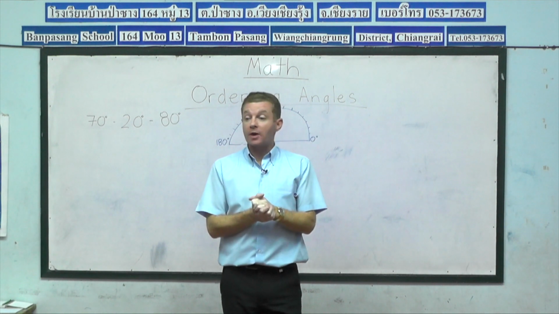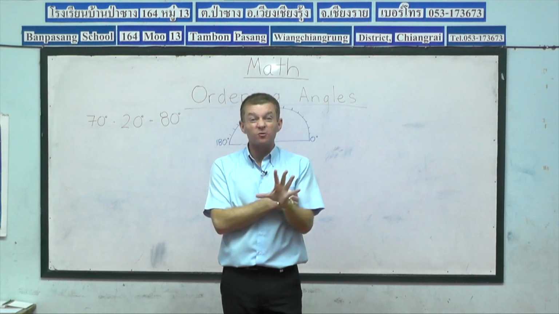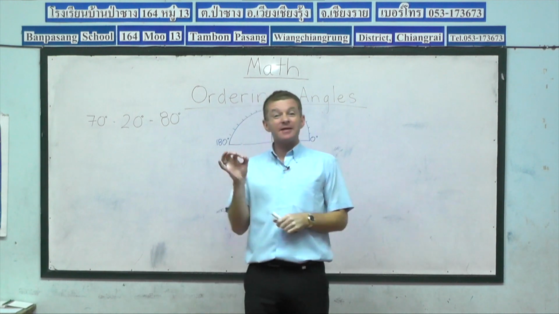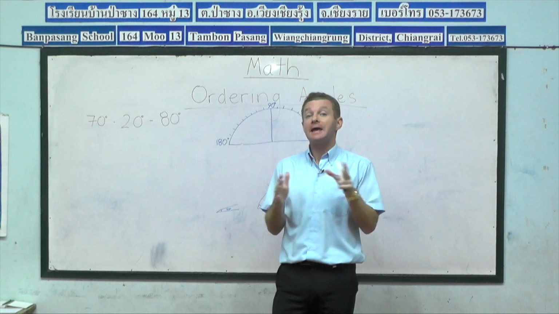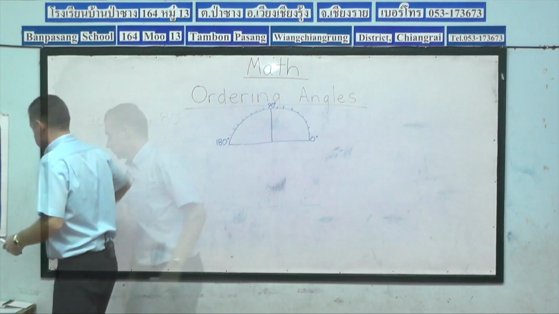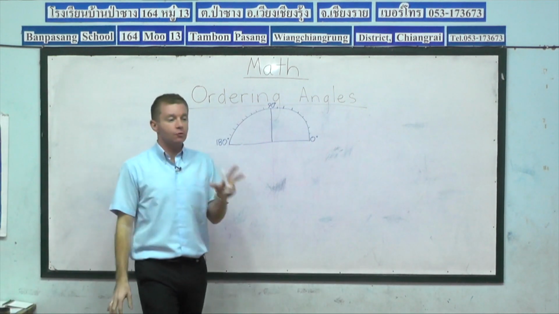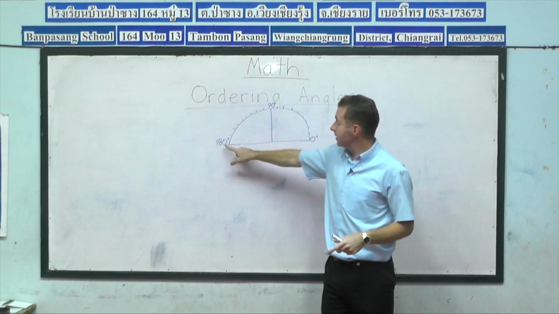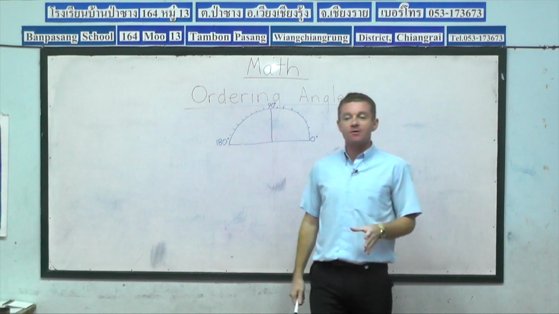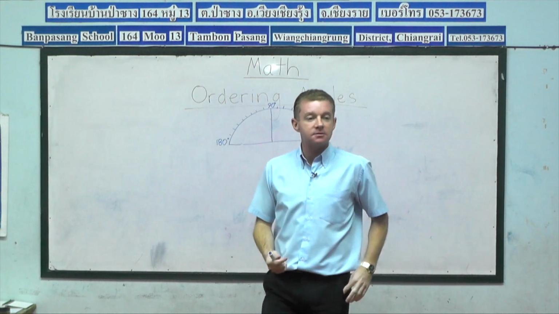Okay, so what we're going to do now is we're going to look at some larger angles. Let's look at obtuse, and this time we'll be putting obtuse angles into the correct order. So now, guys, thinking about obtuse angles, which are larger than 90 degrees, but less than 180 degrees. Who can give me some angle sizes?